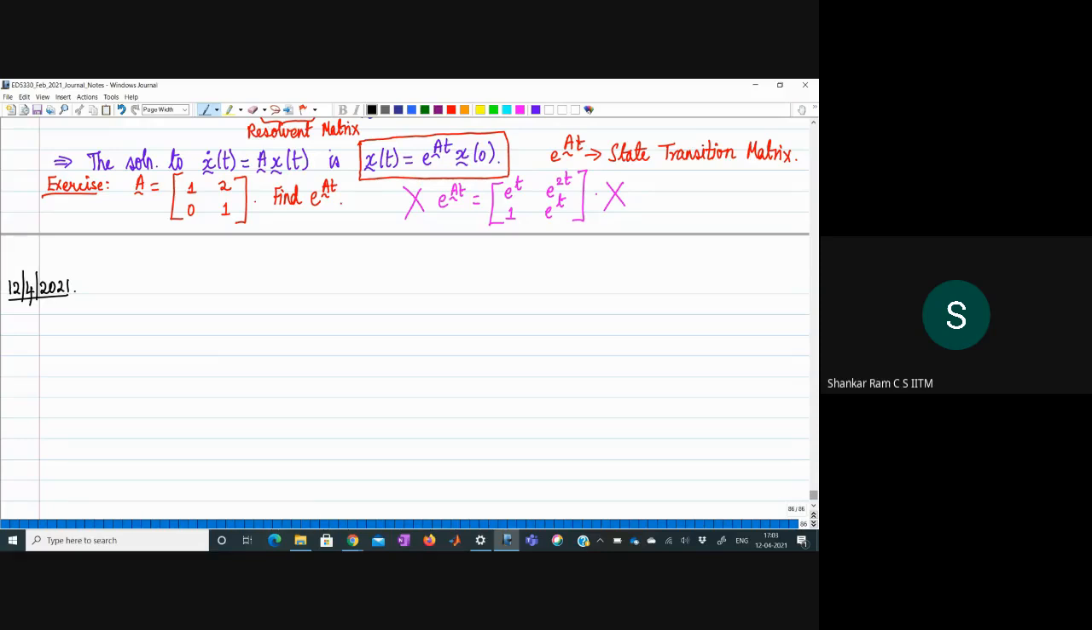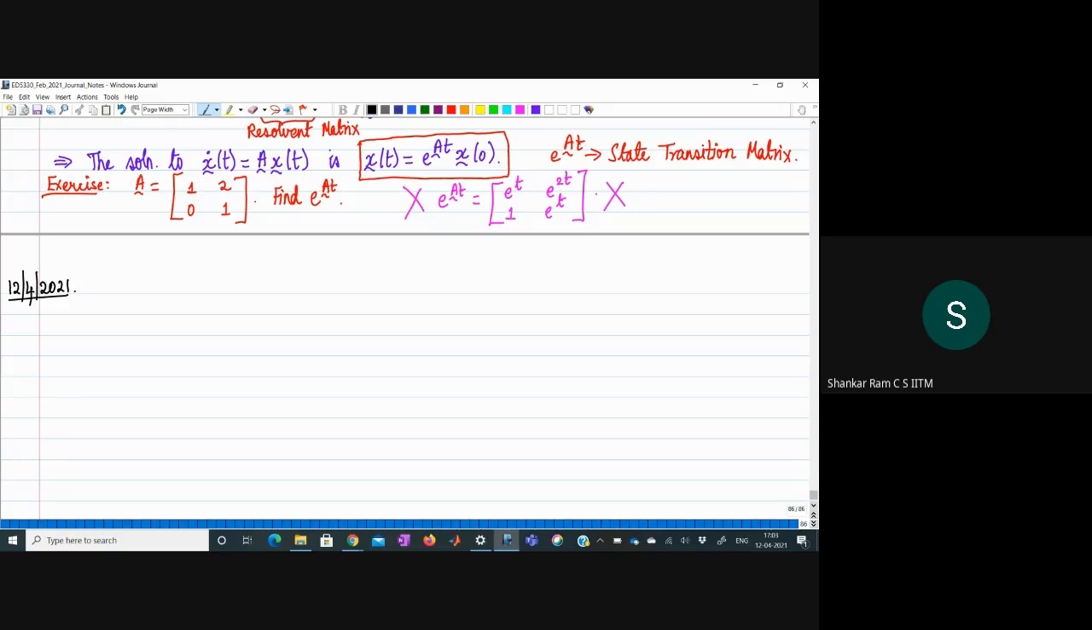We looked at the solution to first order ODEs with constant coefficients, and essentially we wanted to figure out what the solution would be even for a vector first order ODE, but a homogeneous ODE, right? So that's where we were, and we saw that the solution would be of the form x of t equals e power At x of 0, right? So that's where we stopped. And we will continue from where we left off as far as the exercise is concerned.